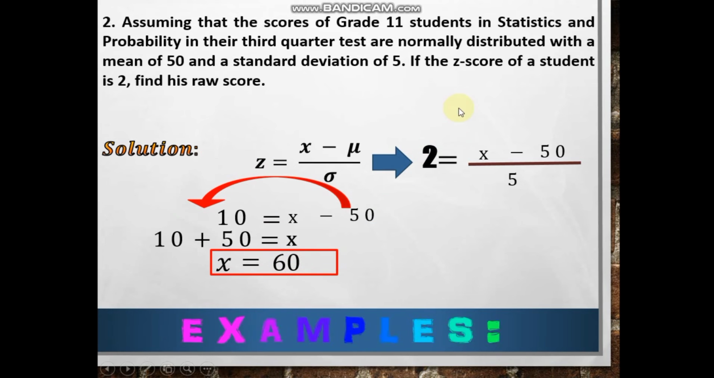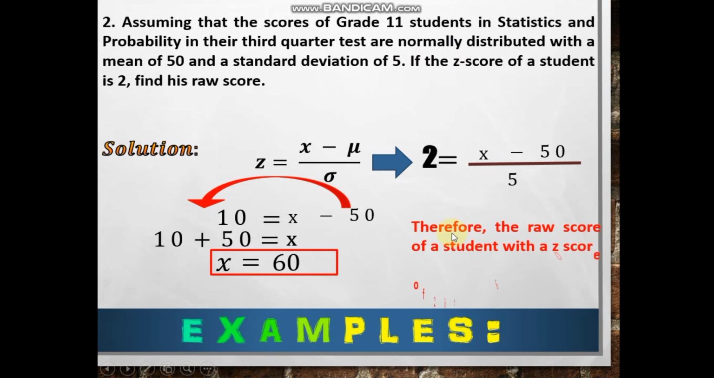Kapag ang z-score daw niya ay 2, given the mean that is 50 and standard deviation of 5. Paano mo check kung tama yung sagot mo? Pwede mo namang i-manual. Or you can simply substitute it here and then cross multiply. Check if they are equal on both left and right side of the equation. Then your answer is correct.